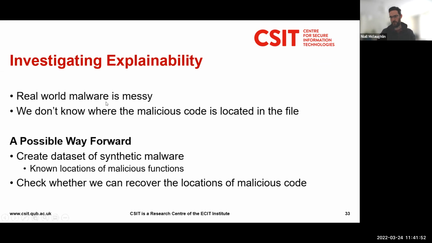So we need some way to be able to investigate this, and doing it with realistic data sets is probably too challenging at the moment. A possible way to approach this is to create synthetic malware. If we can create a synthetic piece of malware where we know the locations of malicious functions, then we can run our explainability method on that and check if we can recover the locations of the malicious code. So given a file, we create an artificial piece of malware, we know where the malicious code is, we run it through the explainability method, and we say, can we get back the locations of malicious functions in that file?